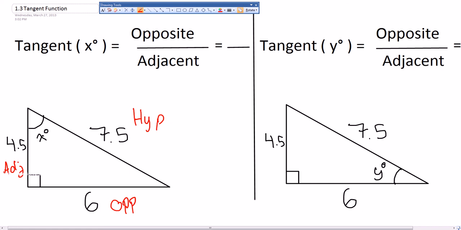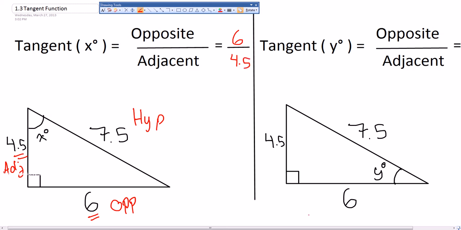So notice that the tangent function is only interested in the adjacent side with respect to x and the opposite side with respect to x. It's taking opposite divided by adjacent. So we're going to have 6 over 4.5. This is going to give us 6 over 4.5.